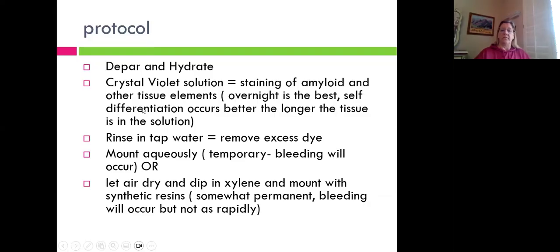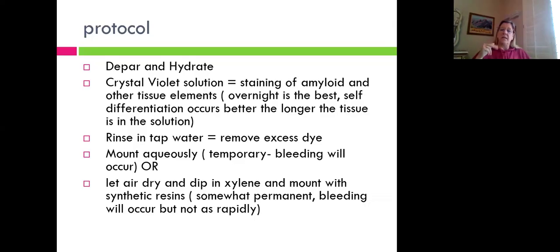So you drop it in, you leave it overnight. You come back the next day, you rinse it in tap water, just to remove the excess crystal violet solution, and you mount aqueously. Now, this is the temporary mount. Bleeding will in fact occur, meaning that you let it sit for a while and all the purple is going to come out of your section.